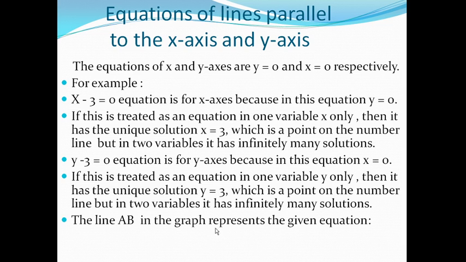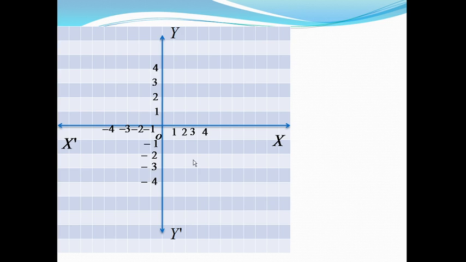See, the line AB in the graph represents the given equation. So I'm going to show you the graph. See, this is the graph. See, this is the point. Why is this the point? This point is on the x-axis. As I have told you, if a point lies on the x-axis, that means its y coordinate is 0. So I represent the point here as 3 comma 0, writing 3 first, because the x coordinate is always written first, and y is 0, so (3, 0).